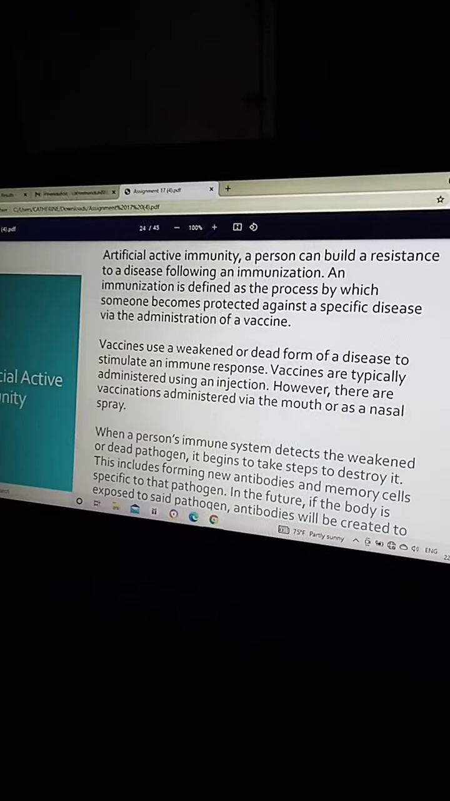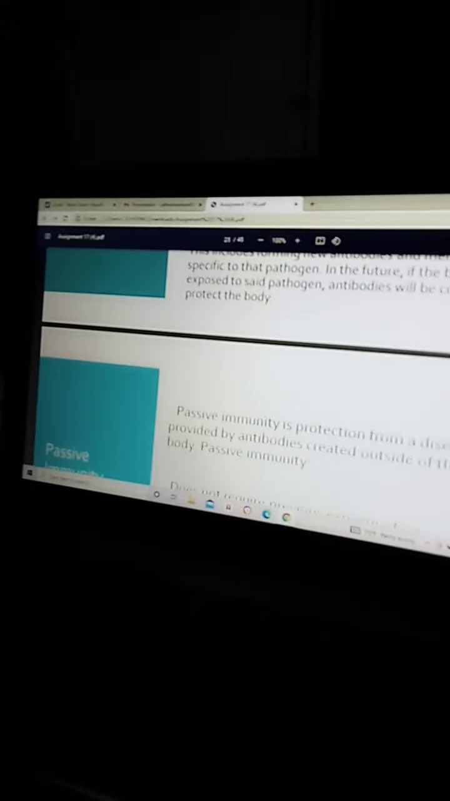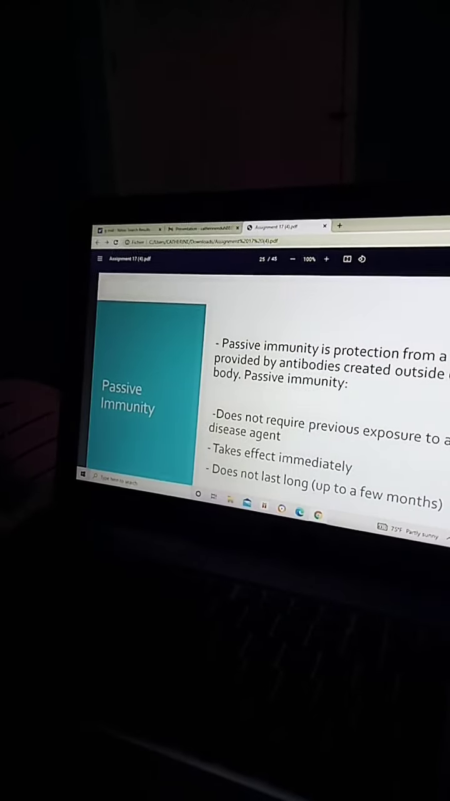Artificial active immunity. With artificial active immunity, a person can build a resistance to a disease following immunization. An immunization is defined as the process by which someone becomes protected against a specific disease through the administration of a vaccine. Passive immunity is a protection from a disease provided by antibodies created outside of the body.